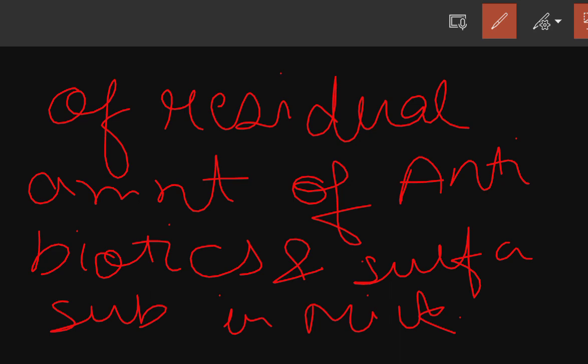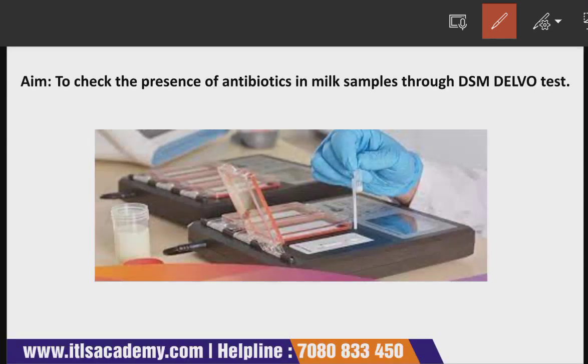So this is the definition of the DELVO test. If in an examination or in interviews they ask you what the DELVO test is, the DELVO test is nothing but a type of test that is used to detect the presence of antibiotics and sulfa substances in the milk sample or dairy samples. So now let's move further.